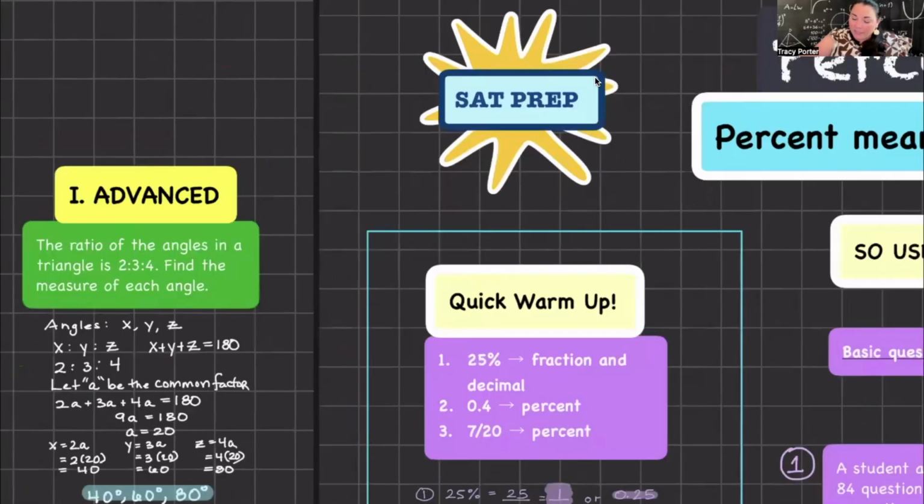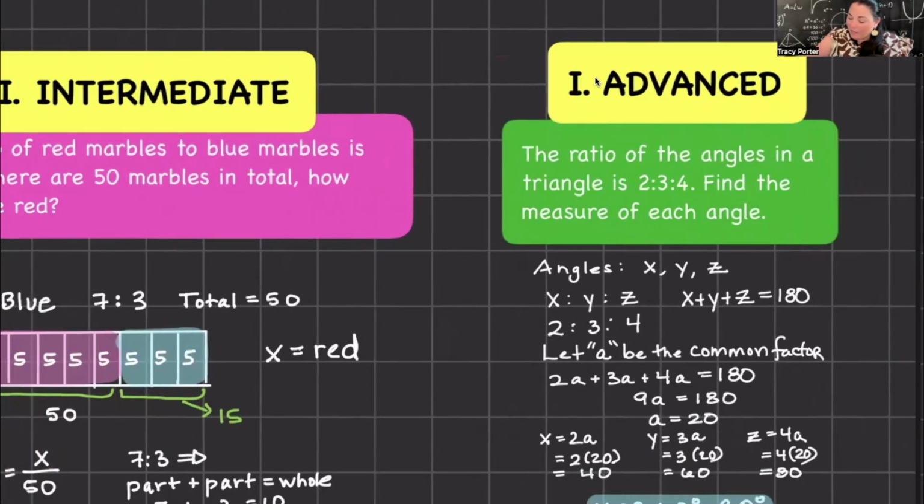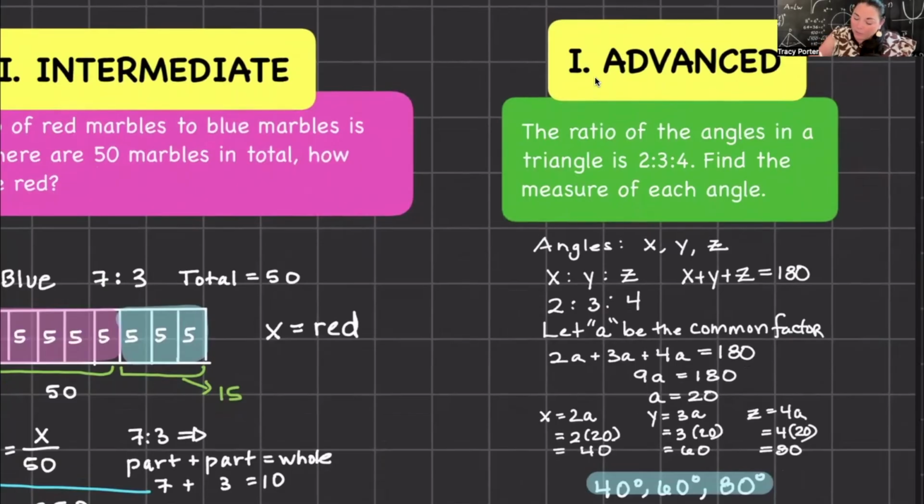Now, the last example we have over here is the advanced example. And this one we didn't use a picture at all, although if you want, you're certainly welcome to draw a triangle and kind of label everything out. But it says here that we know the ratio of the angles that are in a triangle maintain 2 to 3 to 4. So we need to find a measure of each angle.